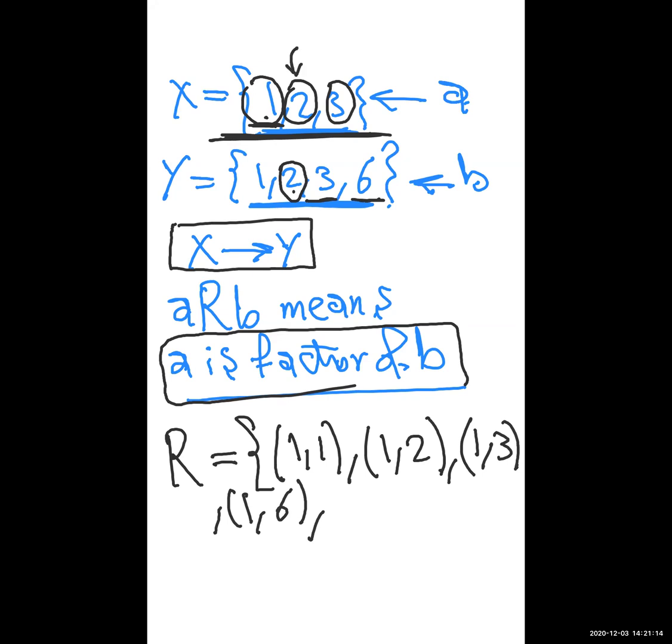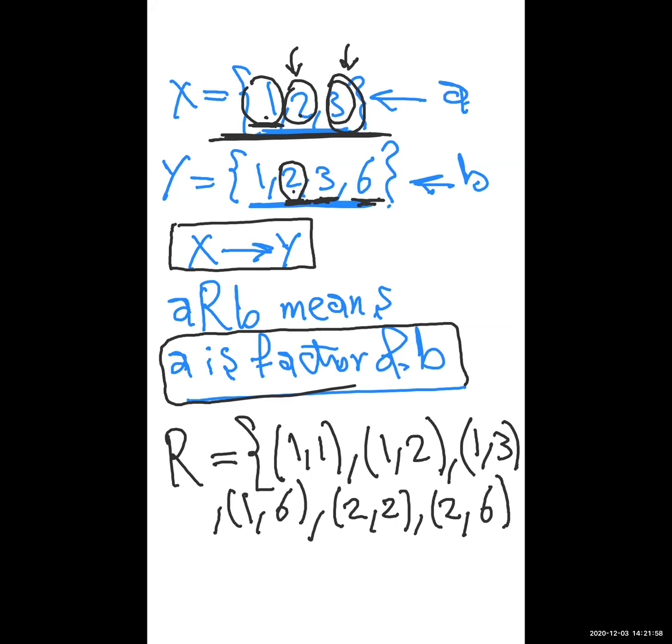Then next, the second element of X, 2. 2 and 1: is 2 a factor of 1? No, of course. Then 2 and 2, yes, 2 is a factor of 2. So 2 and 2. 2 and 3: is 2 a factor of 3? No. Next one, 2 and 6: is 2 a factor of 6? Yes, of course, because 6 equals 2 times 3. So 2 and 6. Are we clear till now, guys? Yes, Mr. Okay.